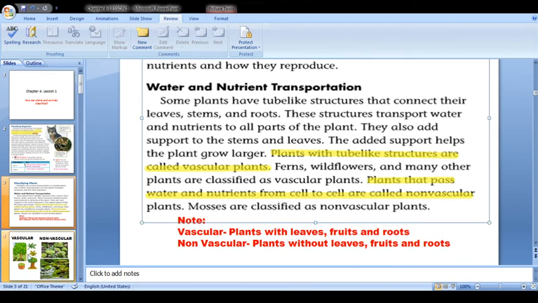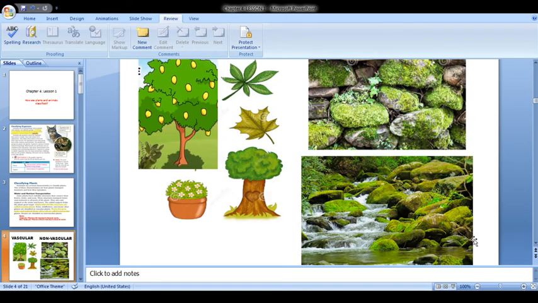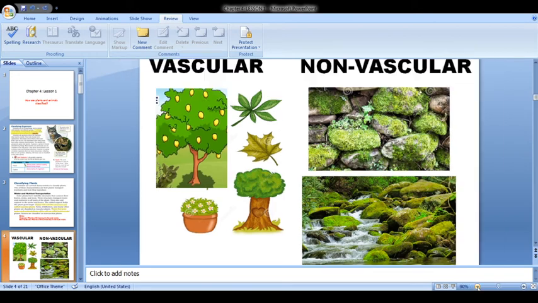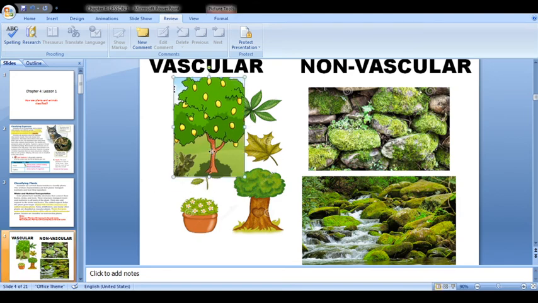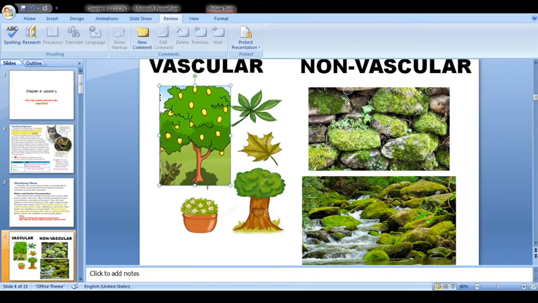I'll show you the picture now. This is vascular. We all know this; we have seen this, right? The plants that have leaves and fruits are vascular. How do they send the nutrients? With a tube-like structure inside. They send the nutrients all over the plant with this tube-like structure. These are vascular. Then we have non-vasculars.